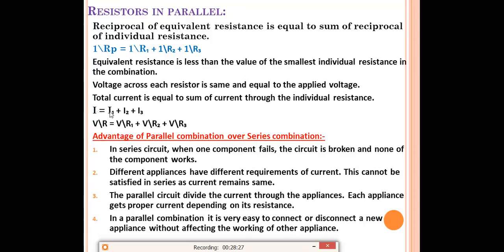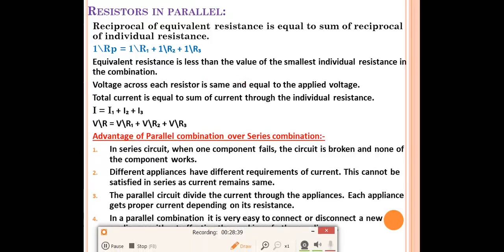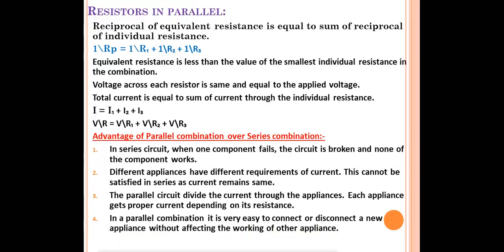I equals I1 plus I2 plus I3. We can write the current with the formula V by R: V by R1, V by R2 and V by R3. How can we represent this parallel combination diagram? I will draw this one. Suppose this is one of your resistances.